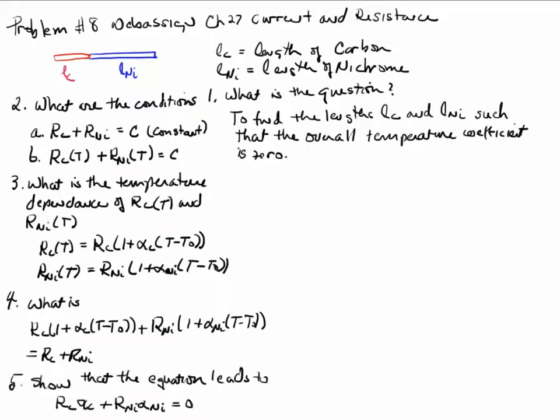Now go ahead and take a few minutes and show that the equation above, number 4, R_C times its temperature dependence plus R_Ni times its temperature dependence is equal to R_C plus R_Ni, and show that it leads to R_C alpha_C plus R_Ni alpha_Ni equal 0. Pause the video and work it out.